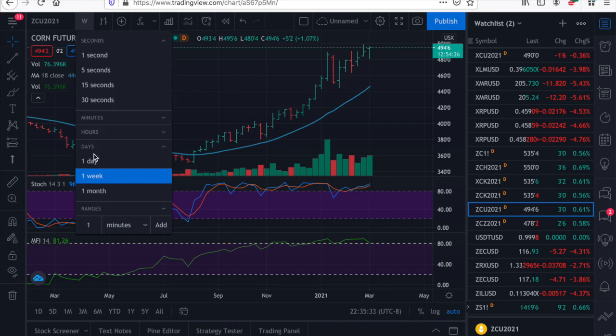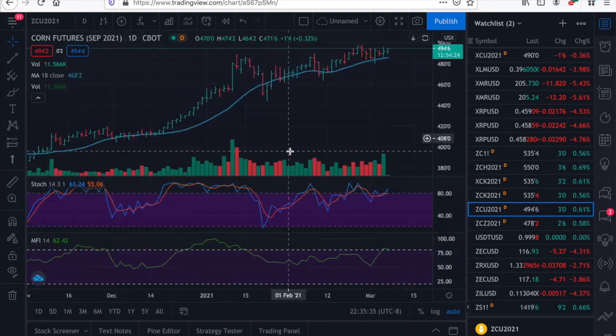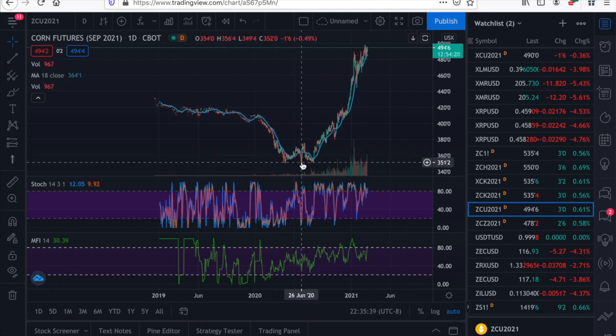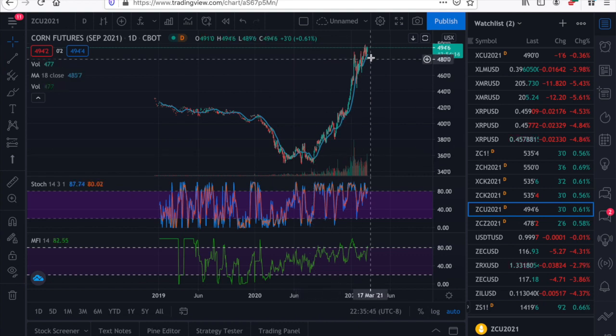I think the corn market has gone up too fast, too soon. See that? The corn market. August of last year, it just popped right up. I think it's coming down. It should come down like halfway.